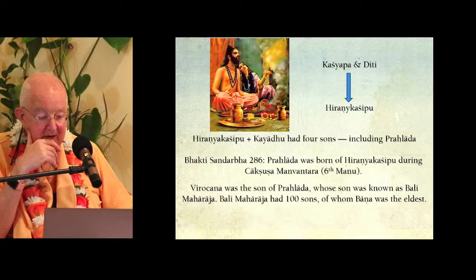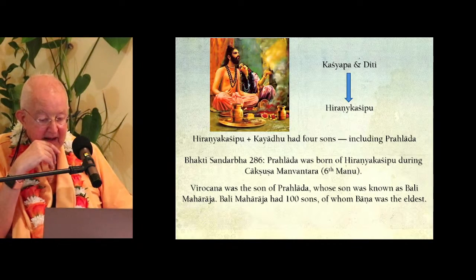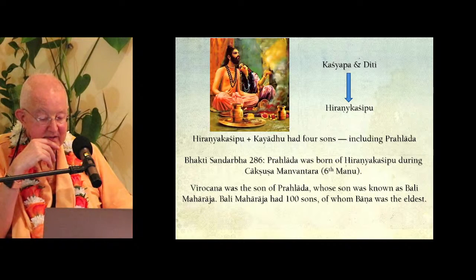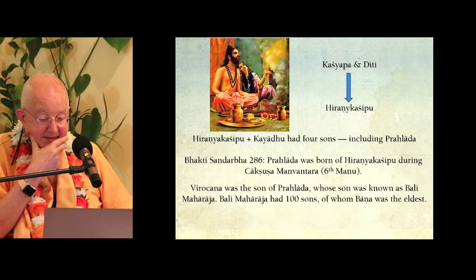Hiranyakashipu. One of the sons of Prahlad was Virochana. Virochana had a son who was Bali. Bali had 100 sons, of whom Bana was the eldest. So while Prahlad was pure and Bali was pure, Bana was not.